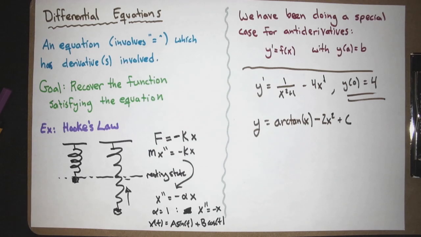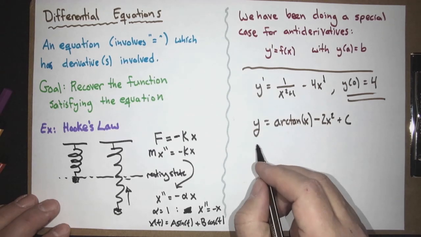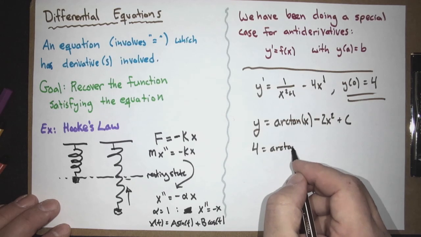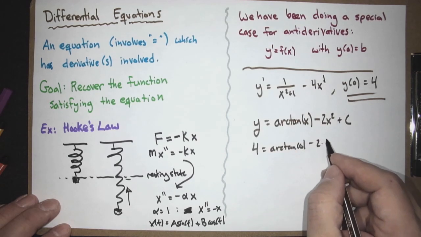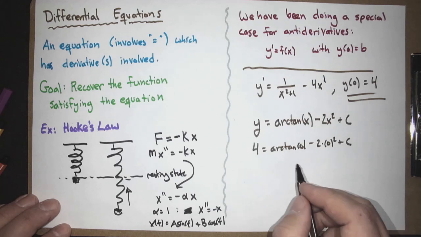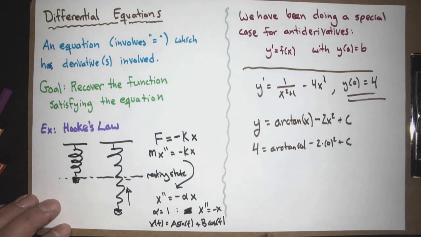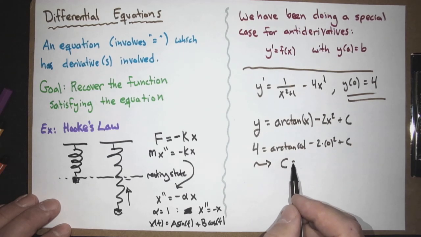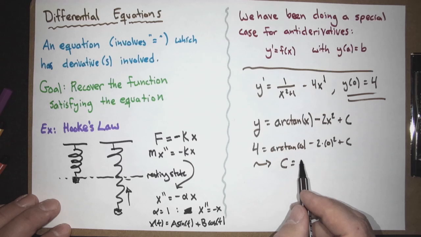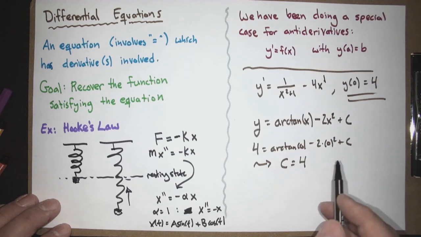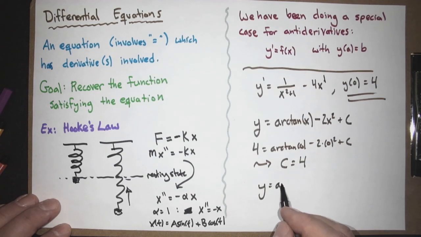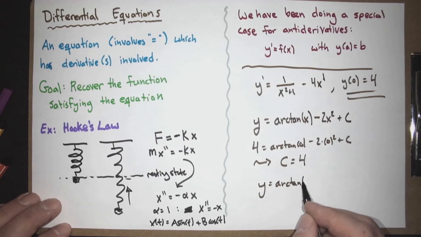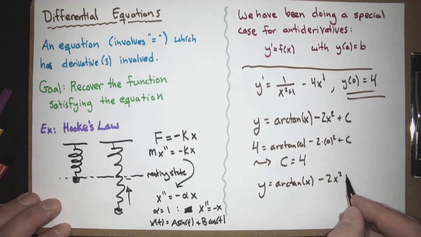That's why we have this extra piece here. How do you solve for c? Plug 0 in. 4 equals arctangent of 0 minus 2 times 0 squared plus c. What does that tell us? Tells us what c is. What is c? Four. Because arctangent of 0 is 0. 2 times 0 squared is 0. So c is 4. It's not always that straightforward. Sometimes it is. Enjoy it when it is. So y equals arctangent of x minus 2x squared plus 4.